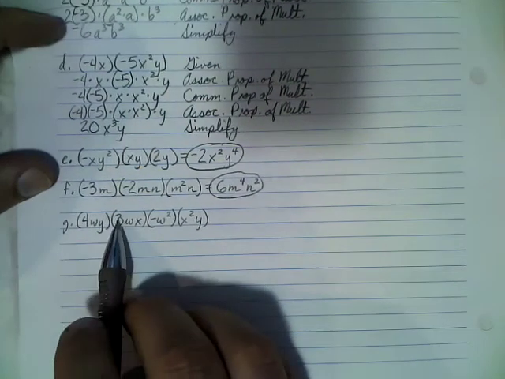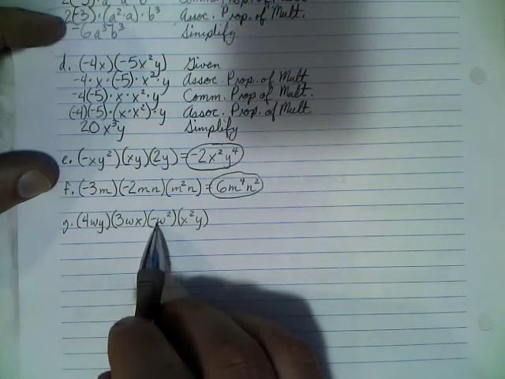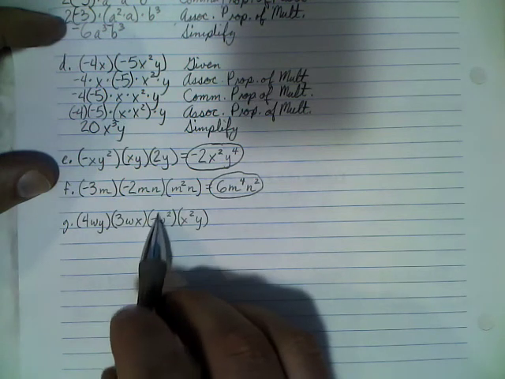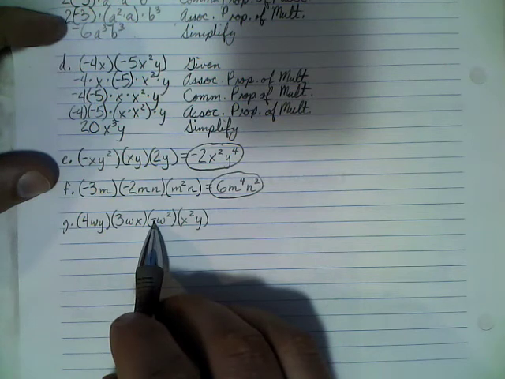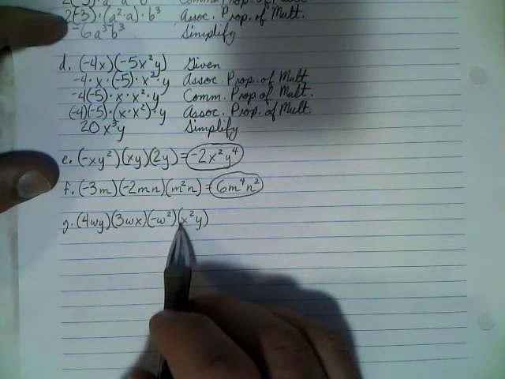So start with the numbers. 4 times 3 is 12, times a negative hidden 1. Well, 12 times 1 would be 12, and then negative would make that a negative 12. And then a positive 1 will still make that a negative 12.